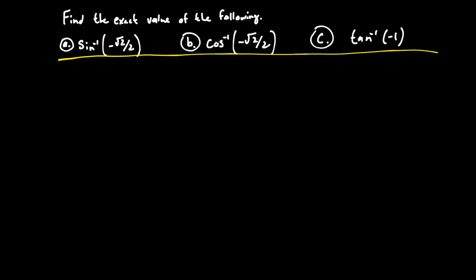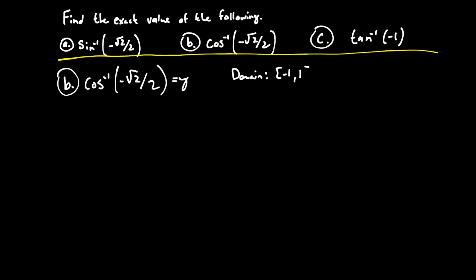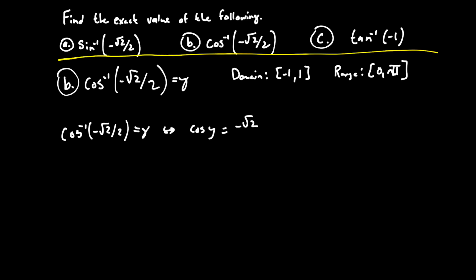Moving on to part B, we're looking to evaluate the inverse cosine at negative square root of 2 divided by 2. And also recall that the domain of this function is also negative 1 to 1, and the range of this function is 0 to pi. Again, by the definition of an inverse function, our cosine inverse of the negative square root of 2 divided by 2 is equal to y if and only if cosine evaluated at y is equal to negative square root of 2 divided by 2.